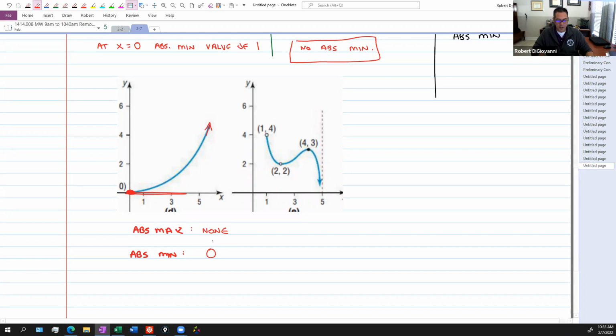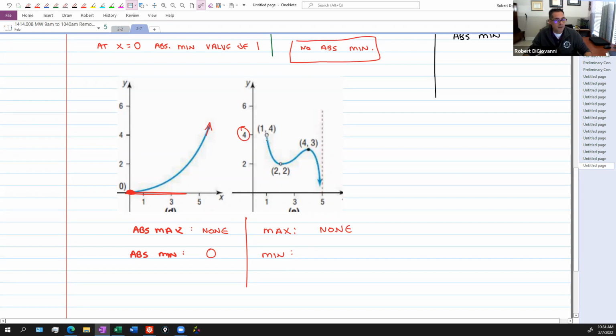Ooh, the next one's tricky again. How about absolute max? What do y'all think on this one? Does this graph have a highest point? What do y'all think? I'm seeing people shake yes and no. So, none. Right? Why? You may think it's 4, but you never reach 4, do you?